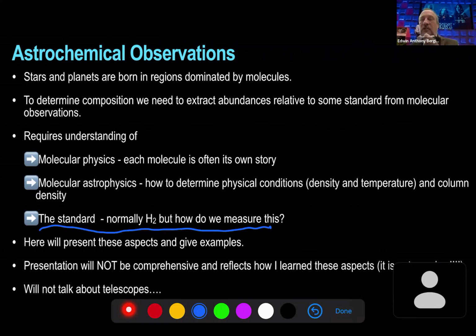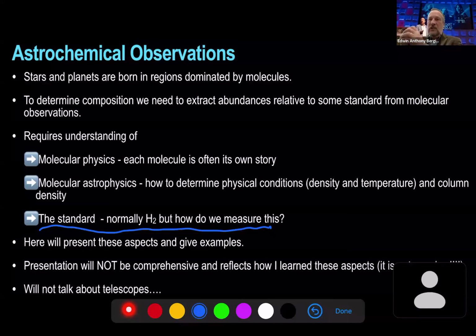To do this, I have to understand how the molecules emit. And as I tell my students, each molecule is its own story. It's quite a pain. So we have to understand the molecular physics and the molecular astrophysics. How do I determine the quantities: density, temperature, and this other quantity called column density? And column density is, put simply, we don't resolve along the line of sight. Everything's on the plane of the sky, right?